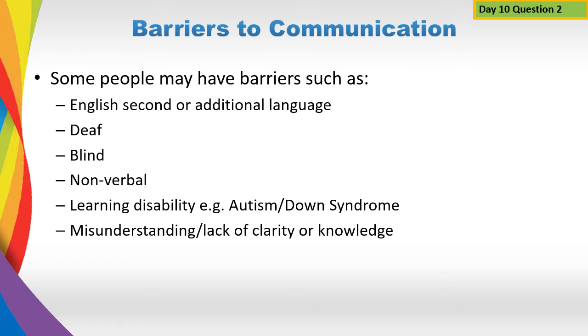Some people may have a visual impairment, they could be blind. People can be non-verbal, where they either choose to be mute or they could be through a disability. Some people can have learning disabilities like autism or Down syndrome. Some people may just have a lack of clarity or knowledge around what you're trying to say to them, and that in itself can become a barrier because it can become very difficult with that customer.